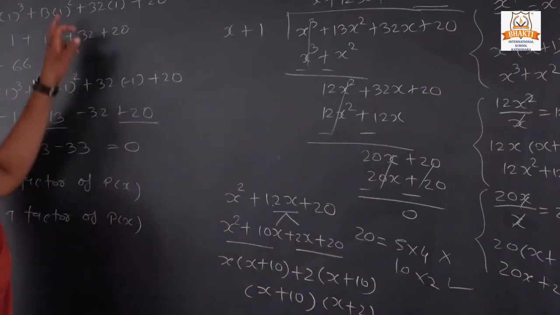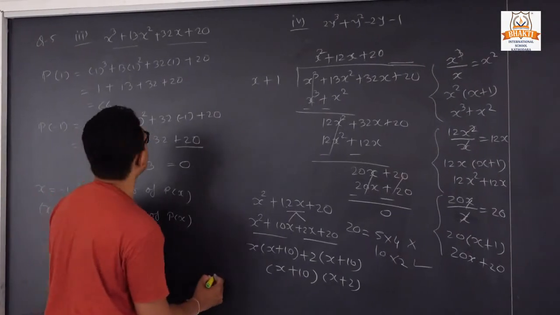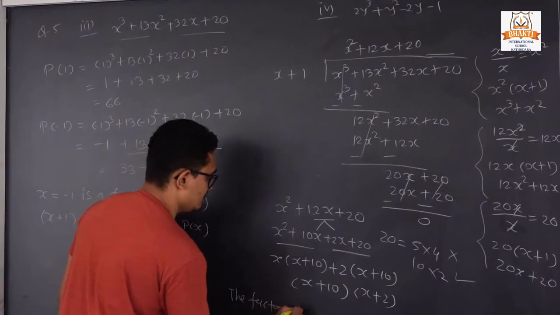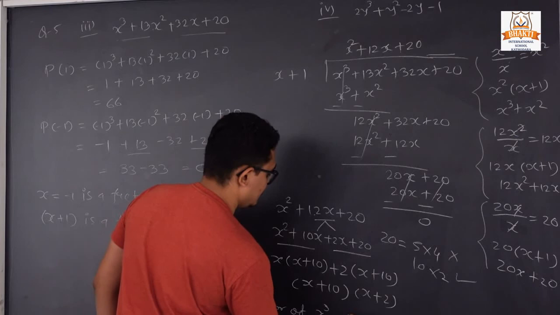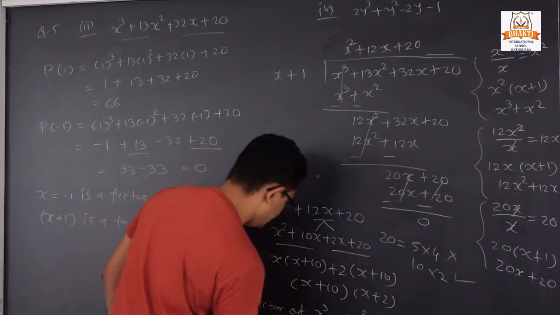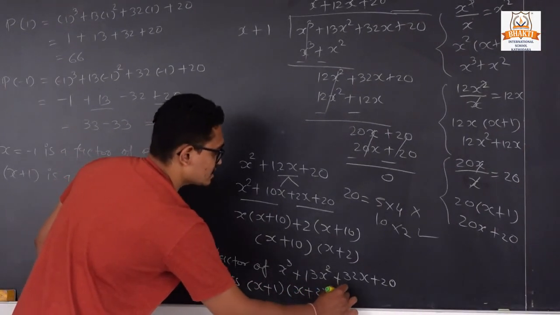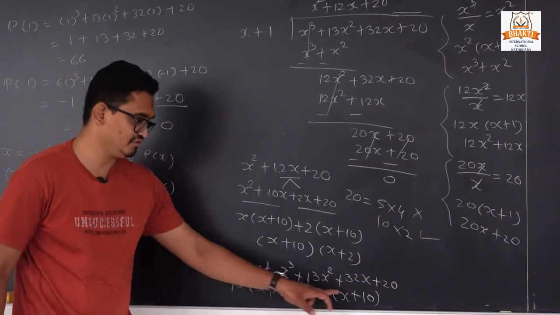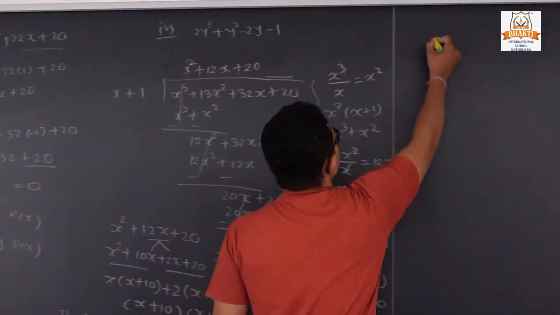So what are the factors of that polynomial? x plus 1, x plus 10 and x plus 2. We can write it like that: the factors of x cube plus 13x square plus 32x plus 20 are x plus 1, x plus 2 and x plus 10. Clear? We have 3 factors: 1, 2 and 3. Now the last sum.